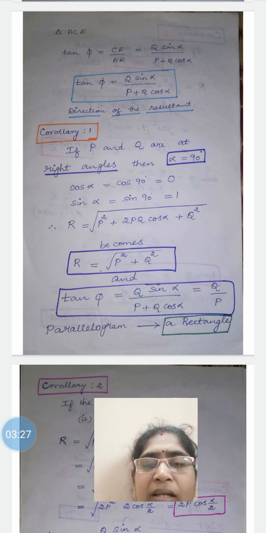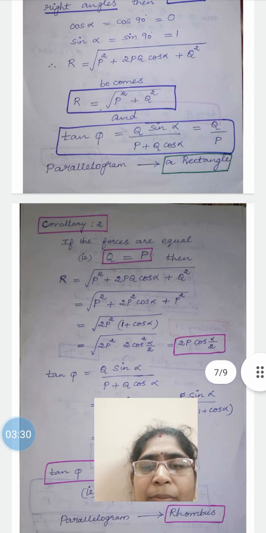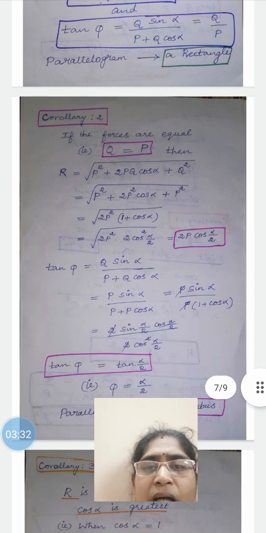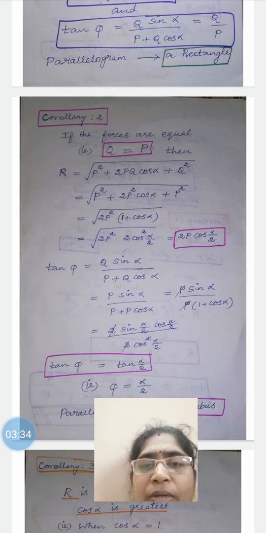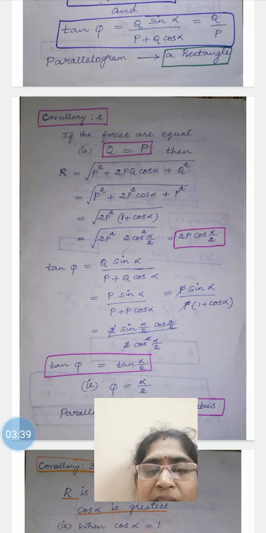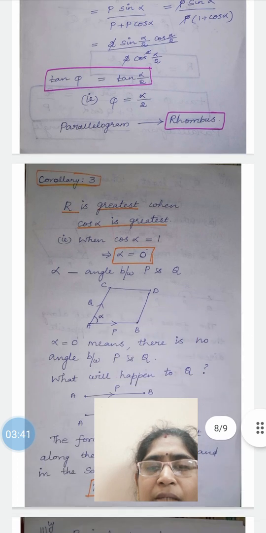In this case, the parallelogram becomes a rectangle. Now coming to the corollary 2, if the forces are equal, that means when Q is equal to P, we can find out the magnitude and the direction of the resultant. In this case, the parallelogram becomes a rhombus.